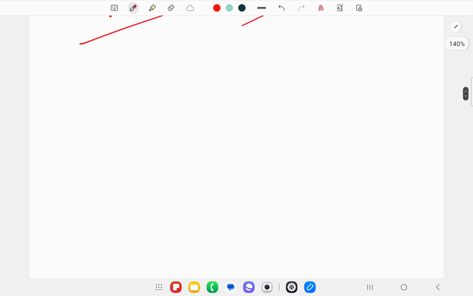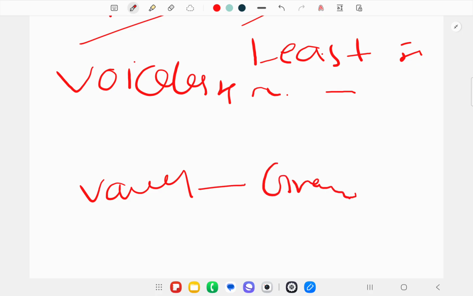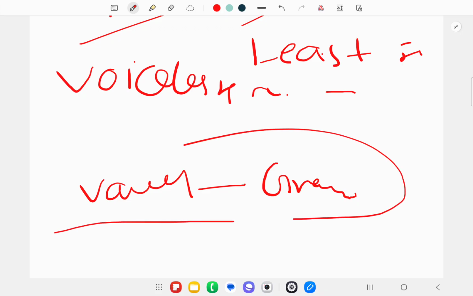So first we talk about the least sonority. In the sonority hierarchy, voiceless obstruents always have the least sonority, and vowels always have the greatest sonority. Okay, that is sonority. What is sonority? Sonority is the loudness of the speech sound.